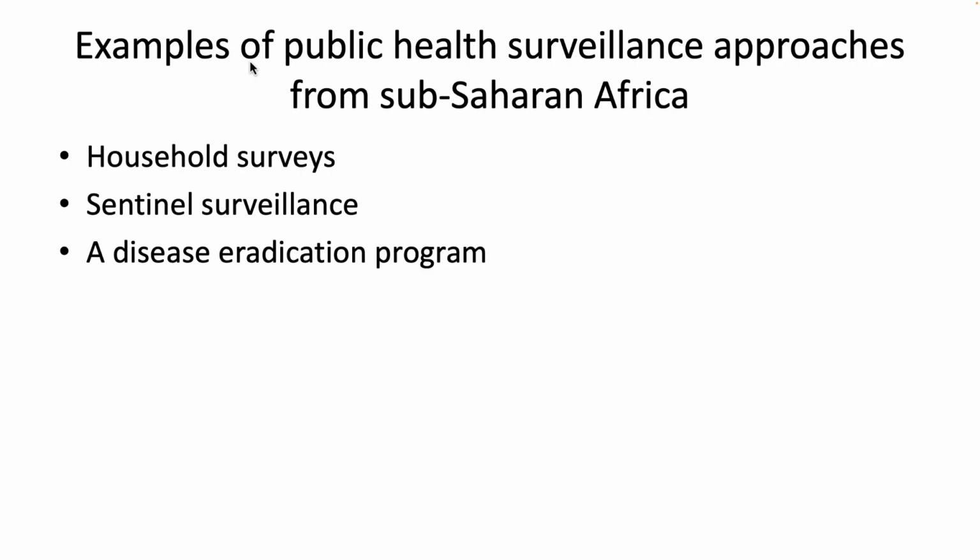So that kind of sets the stage a little bit, and we'll next talk about 3 specific examples of public health surveillance approaches in low-income settings, all from sub-Saharan Africa. And these approaches that will cover are household surveys, sentinel surveillance, and surveillance as part of a disease eradication program.